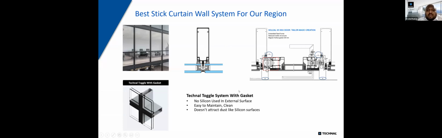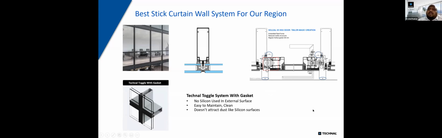So what does this mean? There is absolutely no silicone used on the external surface. So there is no visible silicone on the outside, which makes it much easier to maintain and very, very clean. And it does not attract dust like silicone surfaces. So from a stick curtain wall point of view, for our region, we believe and we always recommend to architects to go for the Technal toggle system with gasket instead of structural sealant. And this is cost effective as well as very easy to maintain.